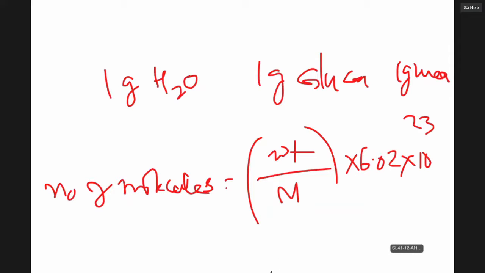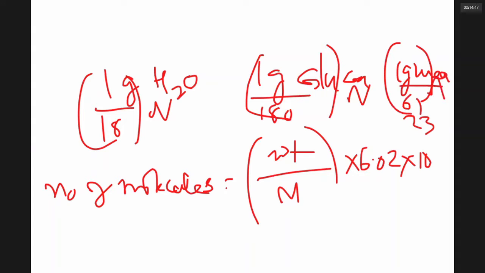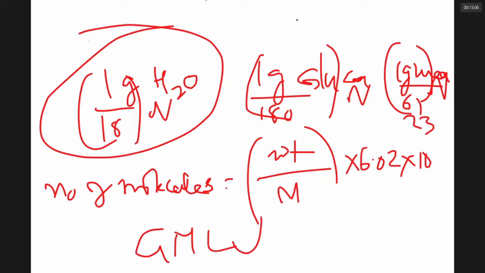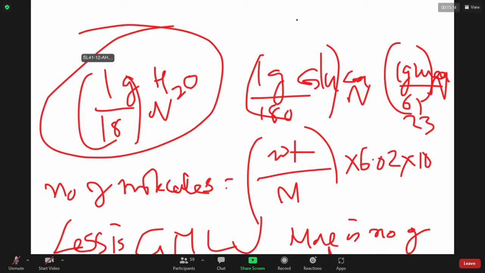Therefore, now in each case, it is 1 by 18 into Avogadro number, 1 by 180 into Avogadro number, and 1 by 60 into Avogadro number. Which is more, sir? 1 by 18. So I don't know, you are not able to answer this question. If I take 1 gram of water, 1 gram of glucose, 1 gram of urea, which has highest number of molecules? Water. The less is gram molecular weight, more is number of molecules. Yes or no? Yes, sir.